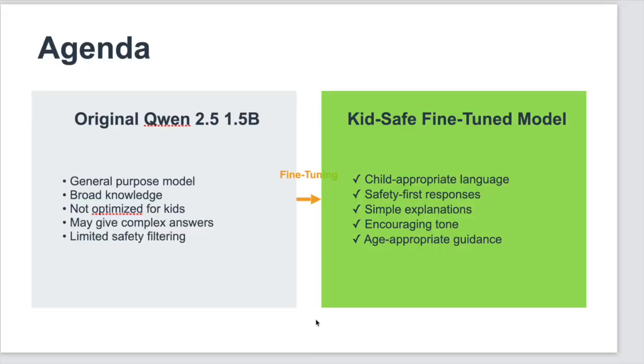Here's the agenda. Basically, the Qwen model is a general purpose model and it is not suitable for kids. It may give complex answers. It is also limited with content filtering, which is not safe for kids. Our aim here is to fine tune the model so that it uses kid appropriate language while responding. It should also give simple, safe and easy to understand responses. That's the overall idea.